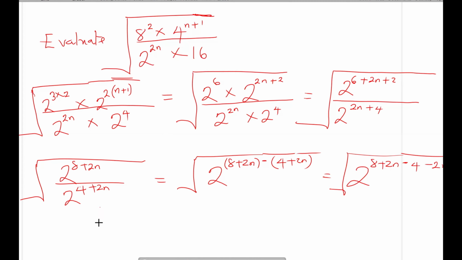So that means we have the square root of 2 raised to the power of 4. 2 plus 2n minus 2n, that is 0. That means I have the square root of 2 raised to the power of 4, that's 16. And the square root of 16 is what? Is 4. That's the way to simplify it.